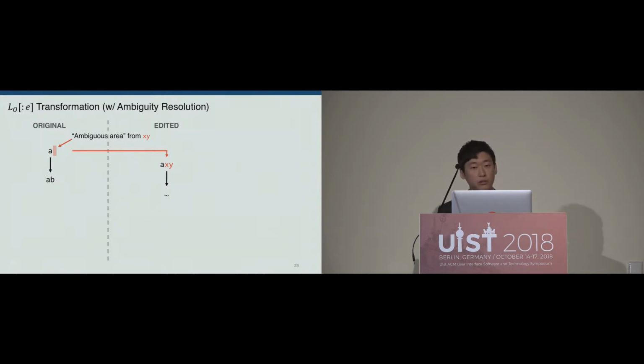Then the next step is to check whether the next operation from the original screencast timeline overlaps with the ambiguous area. So in this particular case, the letter B is inserted next to the A, so that overlaps with the ambiguous area that we marked before. Therefore, there will be an ambiguity.